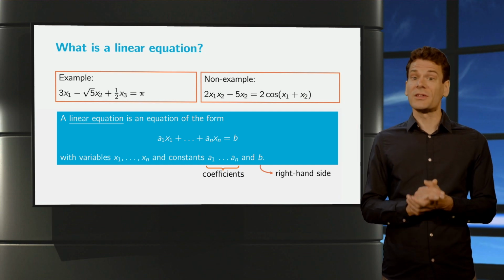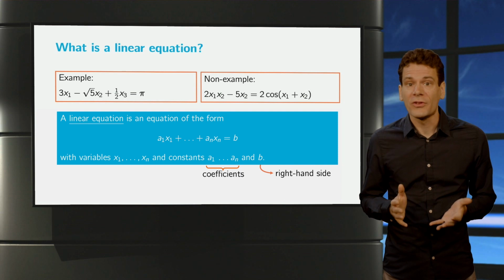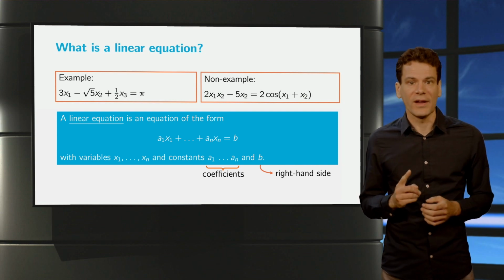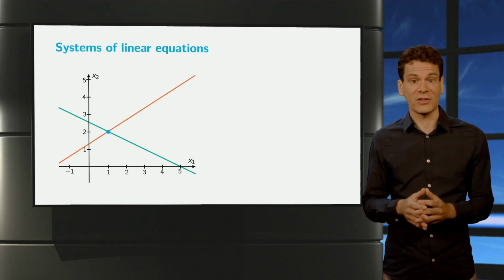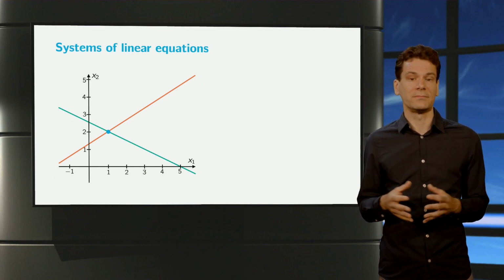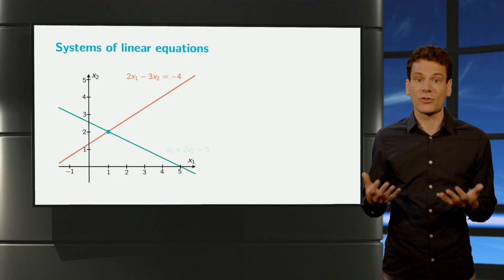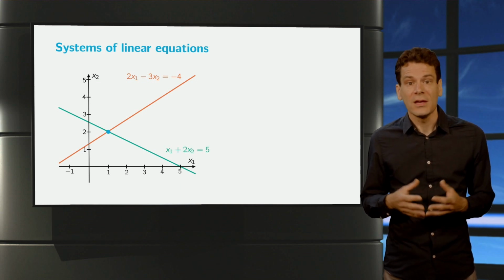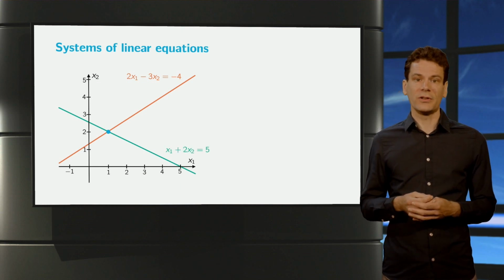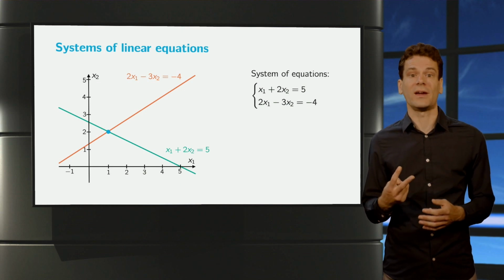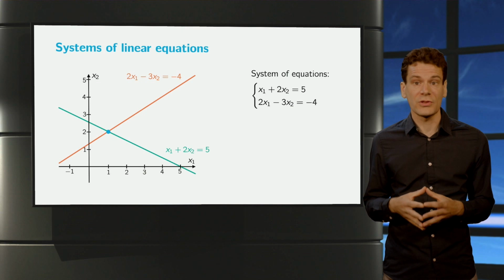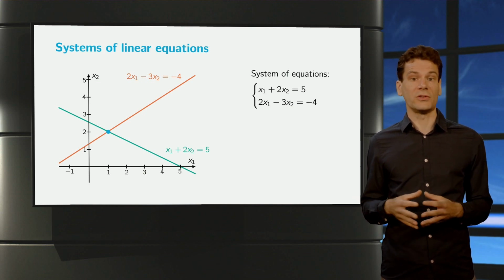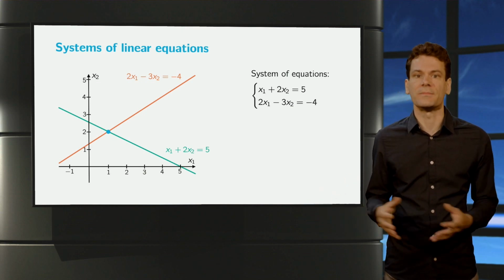I'd like to go one step further. Often we are not trying to solve just one equation, but several equations simultaneously. Suppose you want to find the intersection point of two lines in the plane. Each line can be described by a linear equation. So to find the intersection point, we have to solve these two equations simultaneously. Such a set of linear equations is called a system of linear equations, or simply a linear system.